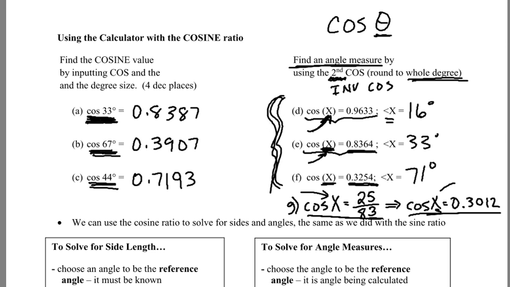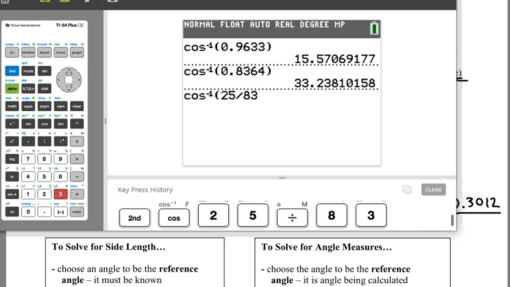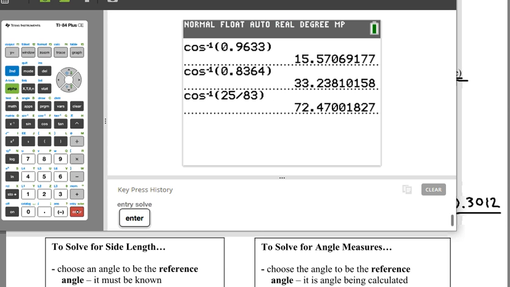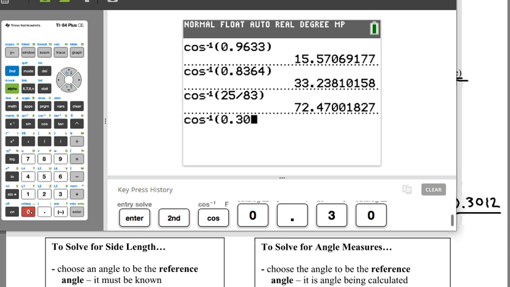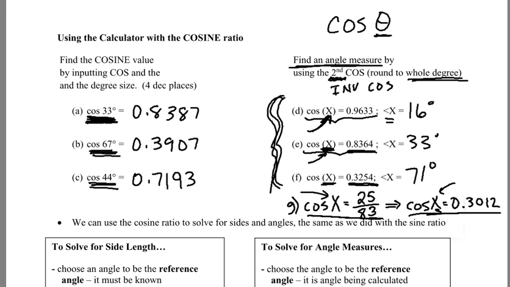In both cases, though, we're finding the angle, so we need to use second function. So, again, second function cosine, 25 divided by 83. 25 divided by 83 as a fraction, we get 72.4 or a 72-degree angle. If we're using the decimal equivalent of it, decimal 3012, close our bracket. What do we get? We still get a 72-degree angle. So whether you use the fraction value or the decimal value, we're still inversing because we're finding an angle size, which is essential. So, review of the calculator work.